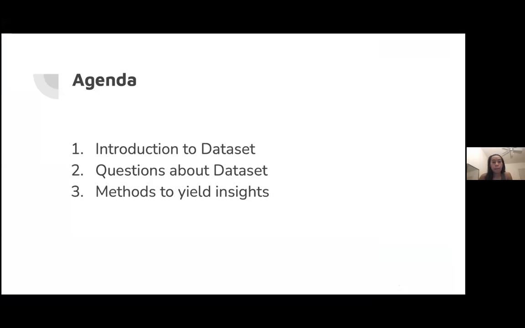So we've got three main things we're going to go through. First is our data set, why we chose it, some of the questions we have about that data set, and then what kind of insights we want to get from what we looked at.